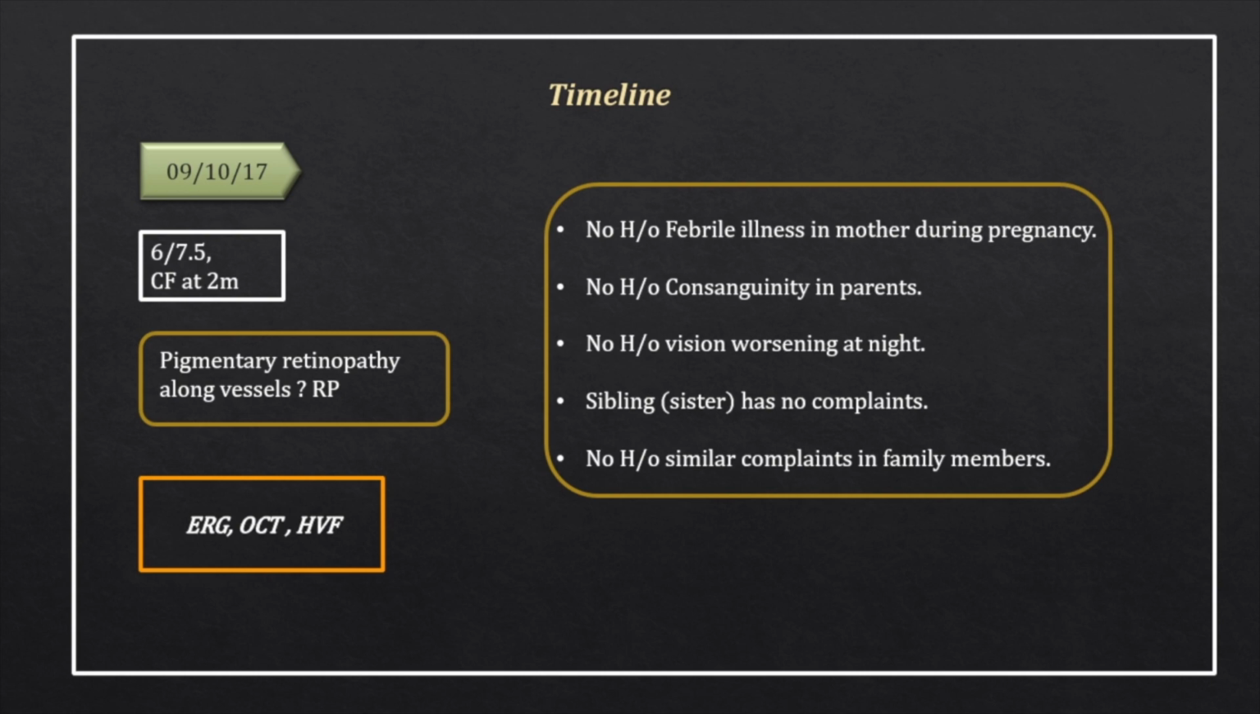So coming to 2017, where it was suspicious to be an RP, that is pigmentary retinopathy along the veins, along the vessels, and we also ordered for an ERG, OCT, and visual fields for this patient. However, something to keep in mind right now is there was no history of febrile illness in the mother during pregnancy, no history of consanguinity in parents, no history of vision worsening at night. Sibling had no complaints and no history of similar complaints in the family members.